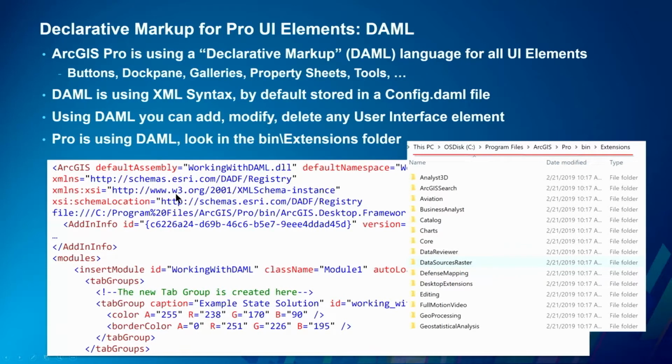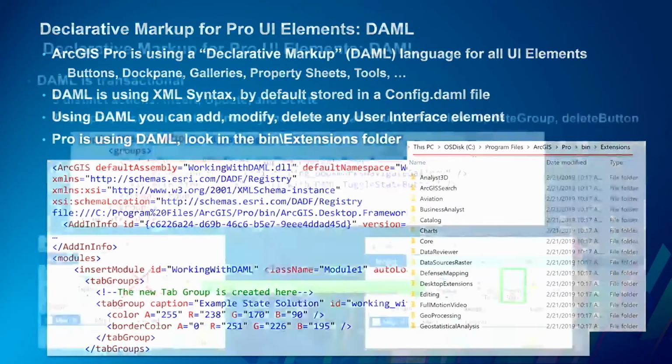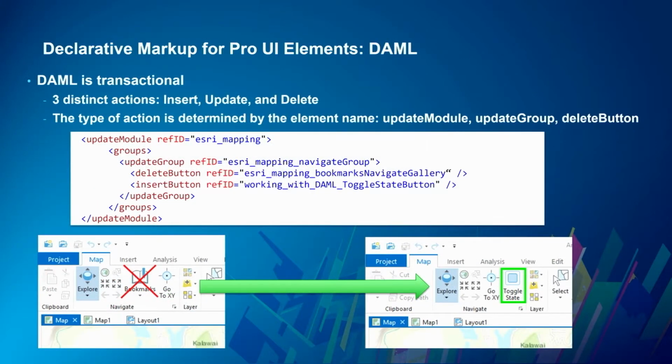Again, here's a little screenshot of the DAML. You've seen it earlier. One important thing is that DAML is transactional. There are three distinct actions: insert, update, and delete. If you insert a button, you can come on later and update it, and then finally you can go ahead and delete it. That allows you to modify Pro's user interface through your add-in, because it is transactional, it's not static.